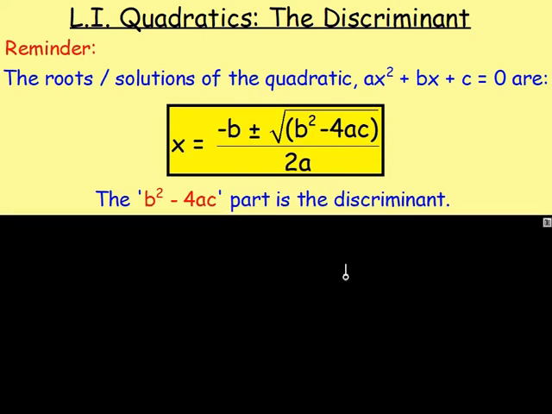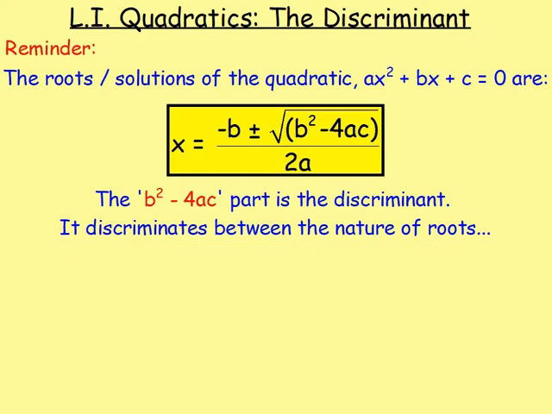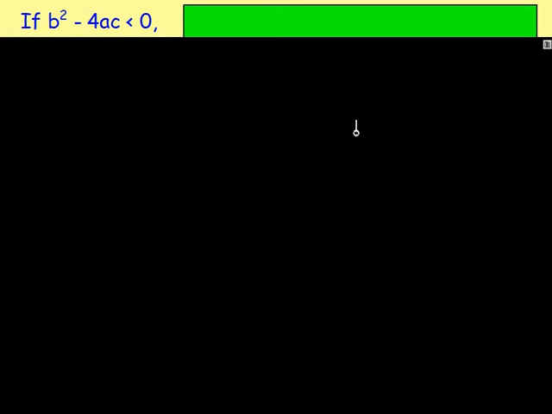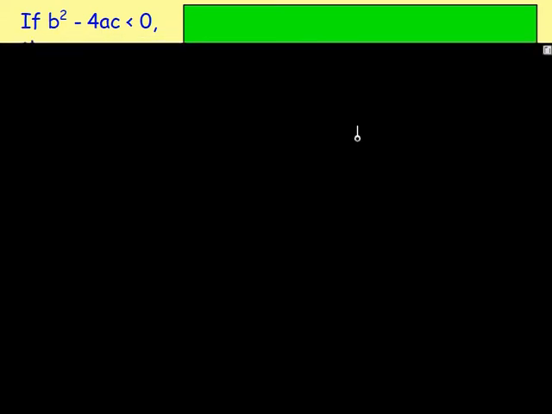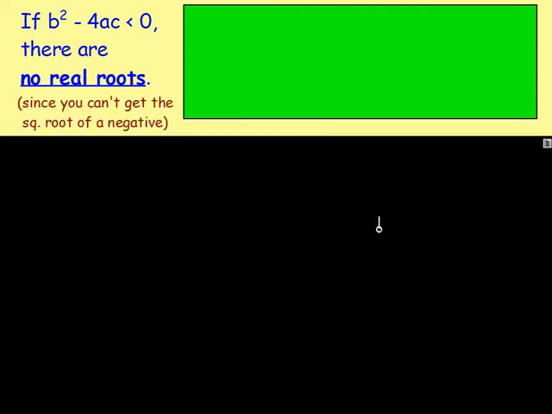And why is it called the discriminant? Well, it's called the discriminant because it discriminates between the nature of the roots. If you work out b squared minus 4ac and you end up getting a number less than 0, in other words a negative, then it means there are no real roots. Since if you go back to the quadratic formula, you'd have the square root of a negative, and you can't get the square root of a negative.